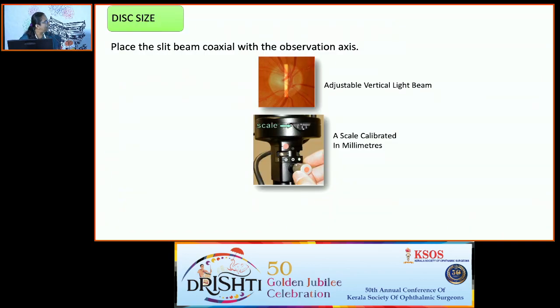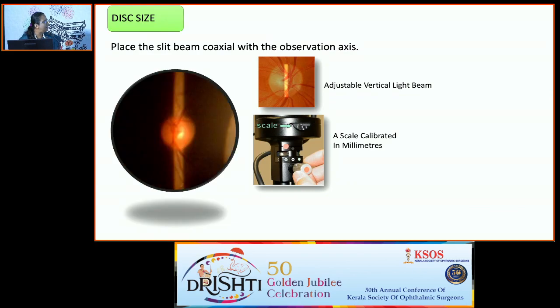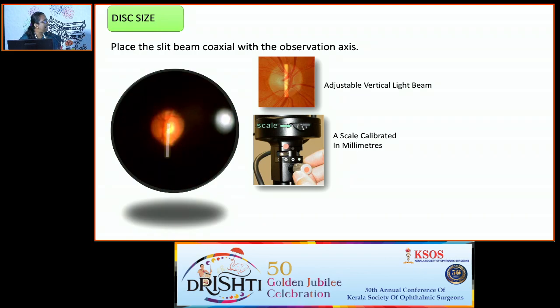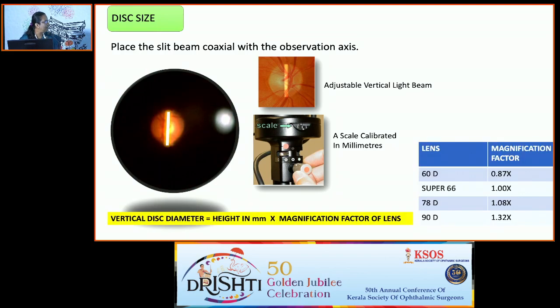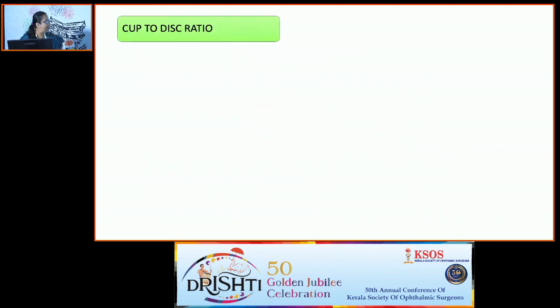Now, disc size: you place a slit lamp coaxial with the observation, and using a vertical beam in a scale calibrated in millimeters, you measure the disc diameter, and you should also consider the magnification factors of the lenses. 66D is 1, and the closest to it is 78D.